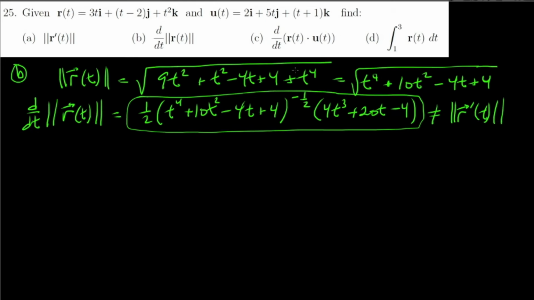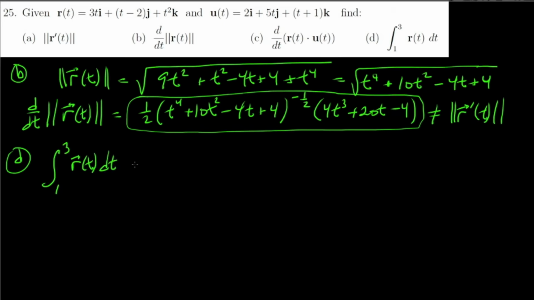Right. Part C, I think you can handle that. In fact, you can do this two ways. You can take the dot product first and then take the derivative, or you can use the product rule for the derivative. Either way works. So let's just do D. We're doing the definite integral from 1 to 3 of r of t.